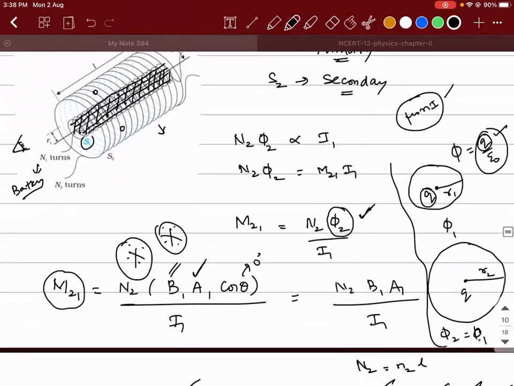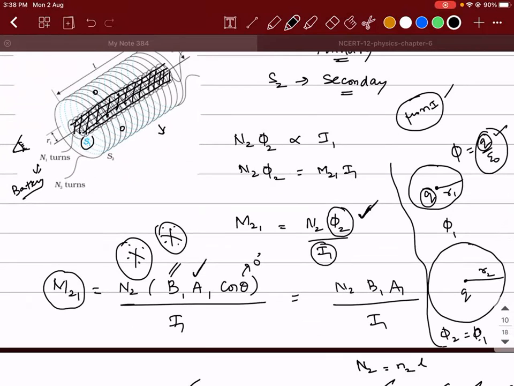See, N2 into phi2. No, I'm correct. I'm sorry, I'm right only. So N2 into phi2: I'm calculating how much is the flux that is getting linked with the second coil, which is generated due to the current in the first coil. Look at the denominator, I1. Now, what is your question? Tell me clearly again. I didn't understand.